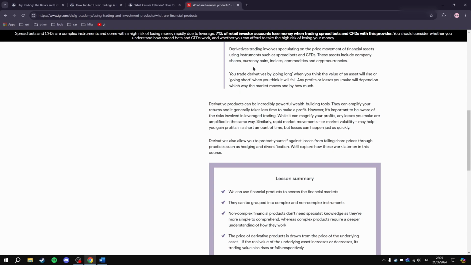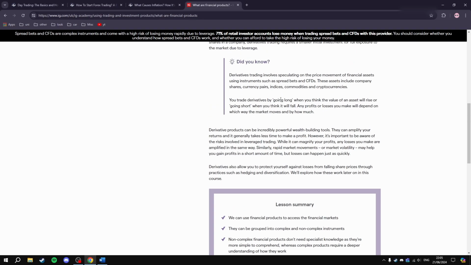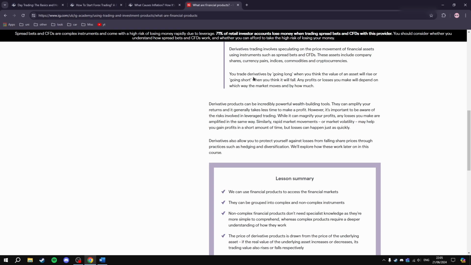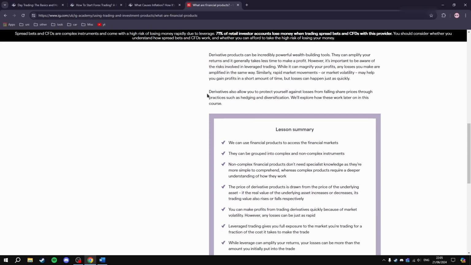Okay, never mind then. You trade derivatives by going long when you think the value of an asset will rise, or going short when you think it will fall. Any profit or loss you make will depend on which way the market moves and by how much. Derivative products can be incredibly powerful wealth building tools. They can amplify your returns and it generally takes less time to make a profit.